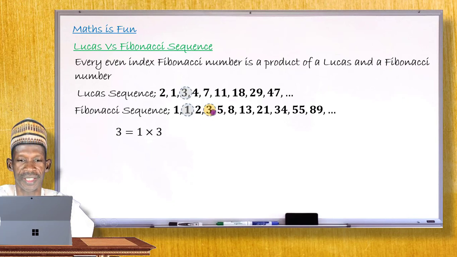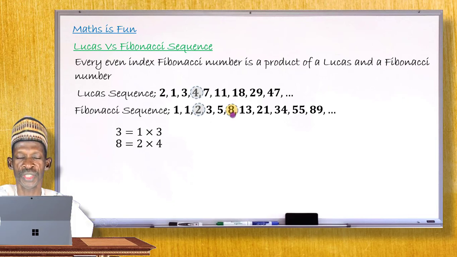So if I take this 3 in my Fibonacci, that occupies position 4, and 4 is even. So this 3 is simply the same thing as this Fibonacci 1 multiplied by this Lucas 3. So the multiplication of 3 and 1 gives you this 3. Let me take another number, like I've said, 8. 8 is in position 6 and 6 is even. So 8 is nothing but 4 multiplied by 2. And you can see 4 is a term in the Lucas, while 2 is a term in the Fibonacci.